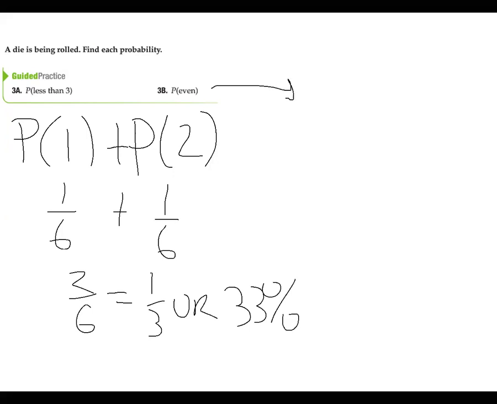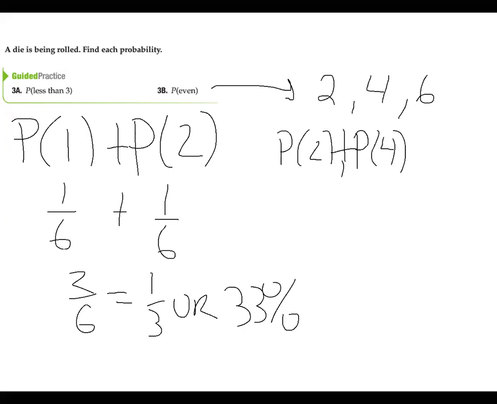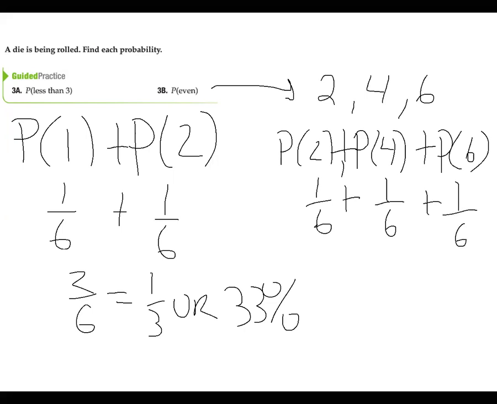Okay, probability of an even. Evens are a 2, a 4, or a 6. You can't roll any two of those at the same time, so those are all mutually exclusive. So you do the probability of a 2 plus the probability of a 4 plus the probability of a 6. That's 1/6 plus 1/6 plus 1/6, which is 3/6 or 1/2 or 50%. So 50% of the time you would roll an even.